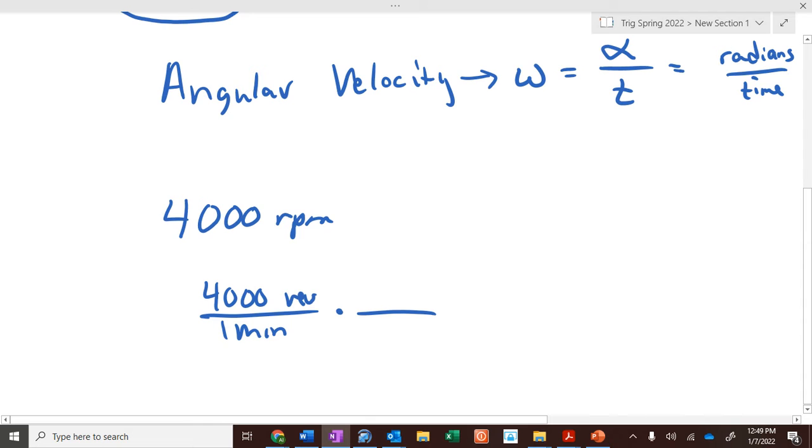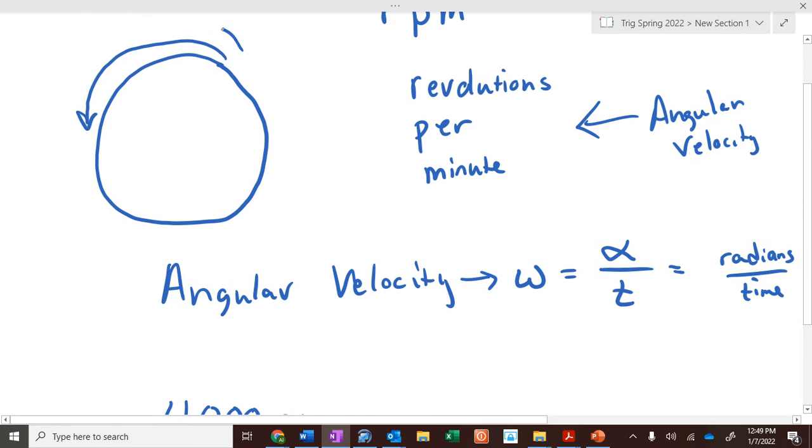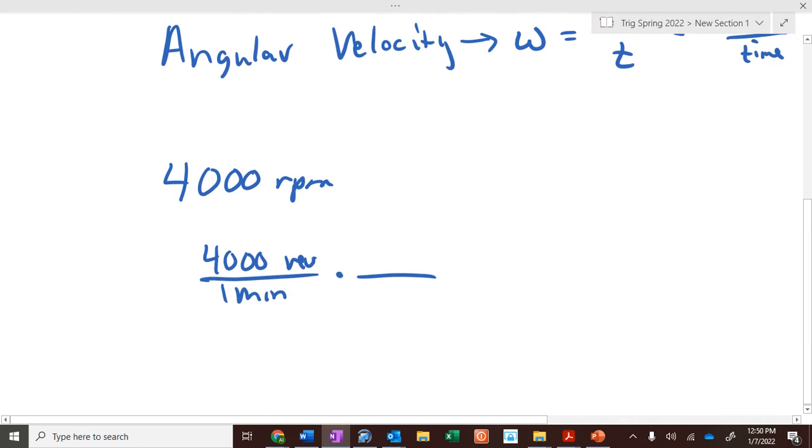Okay? So, what did we say last time? How many radians are in a circle? 2 pi radians in a circle. How many revolutions is one time around the circle? 1. Okay? You go around the circle once, that's 1 revolution. So we know that there are 2 pi radians in 1 revolution.